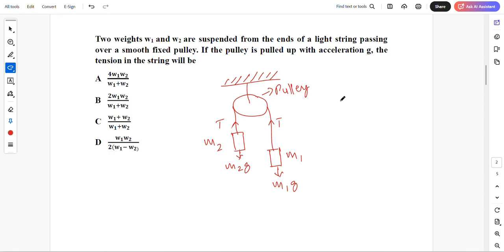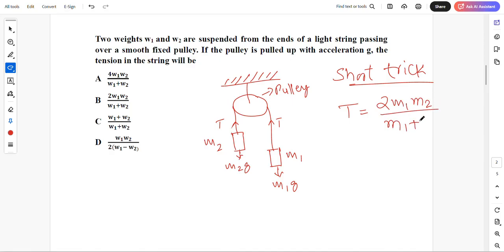What is the formula for tension? Remember, I'm going to give a short trick. T is equal to 2 m1 m2 divided by m1 plus m2, into g. This you have to remember, the tension formula.